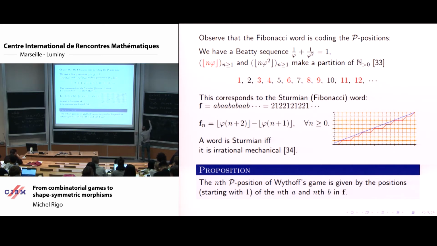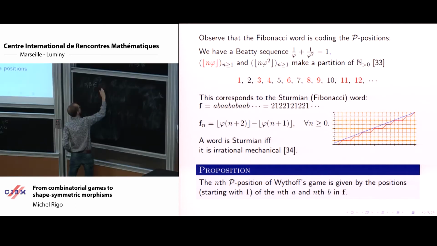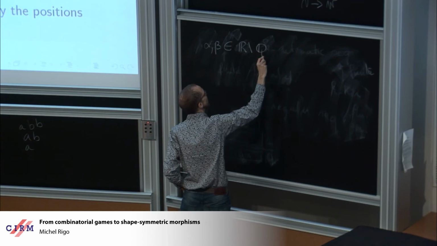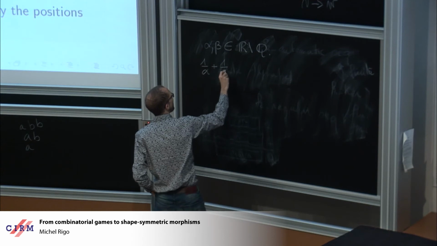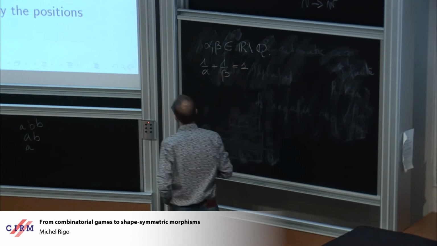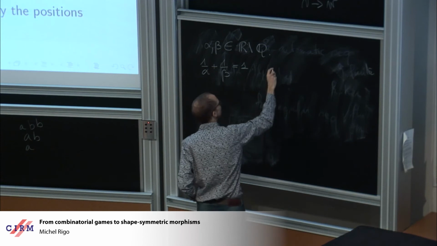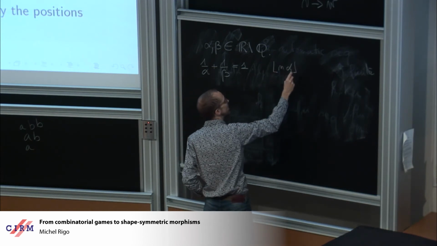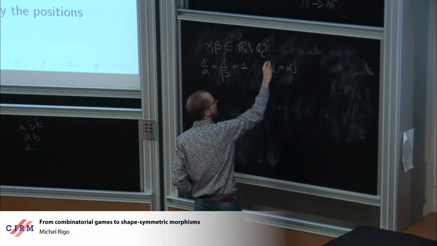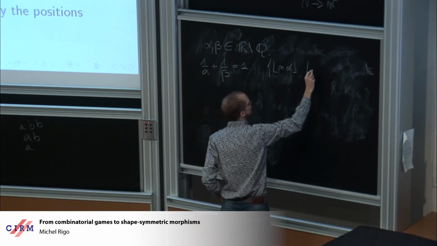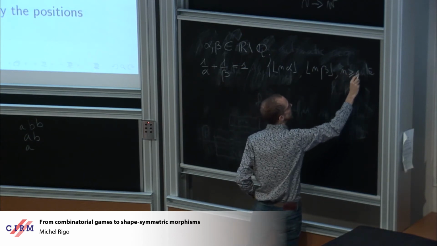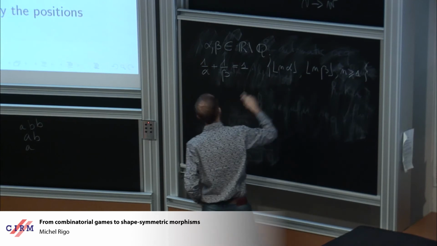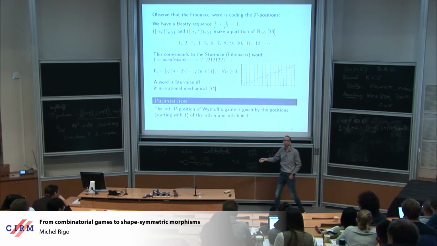So what does it say? If you take two irrational numbers alpha and beta, and if you have a condition like this one, 1 over alpha plus 1 over beta is equal to 1, then with that condition, if you look at the set of integer parts of n alpha and n beta, with n at least 1, you have a partition of the positive integers.